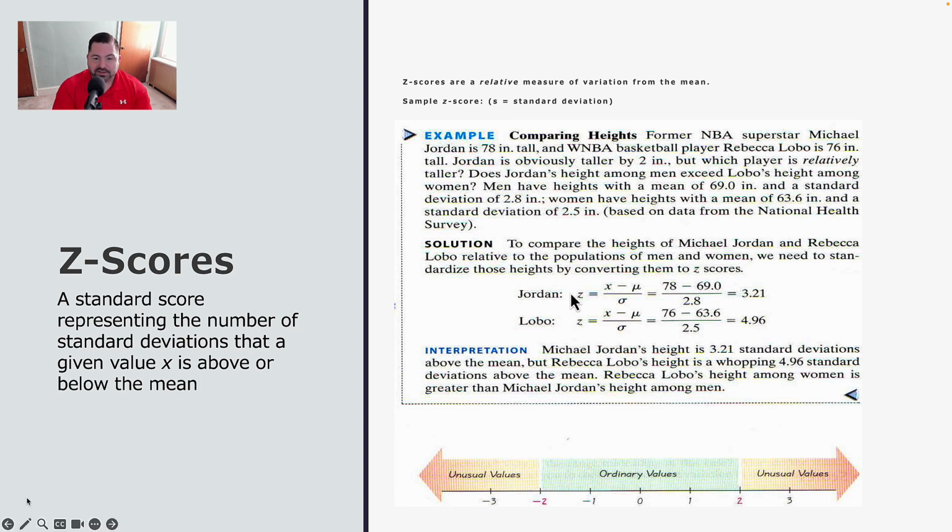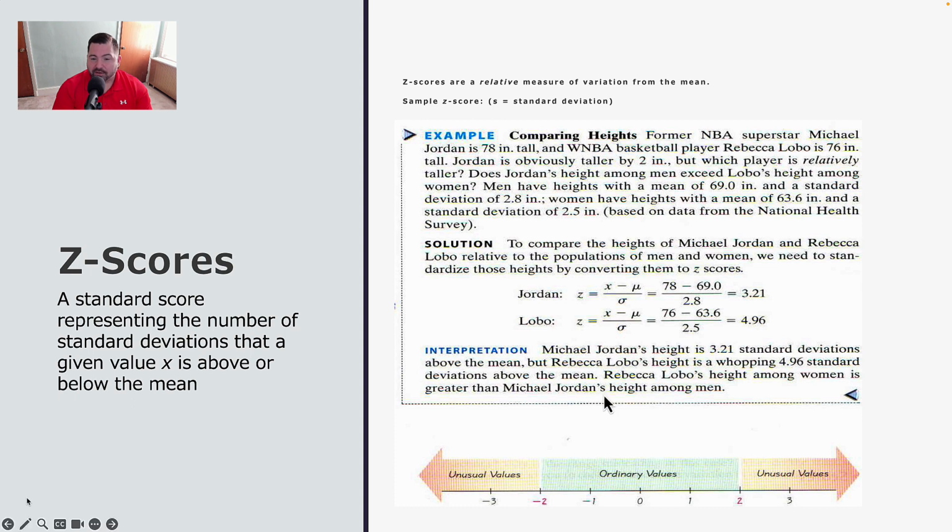So using the Z-score formula, what you're going to do is take, for Michael Jordan, the Z-score equal to X, his height, which was 78 inches, minus the average height for all NBA male players, which is 69 inches. And we're going to divide it by the standard deviation, which was 2.8 inches in height. And so we saw that Michael Jordan was 3.21 standard deviations above the mean value, which compared to the population is significantly taller than other NBA basketball players.